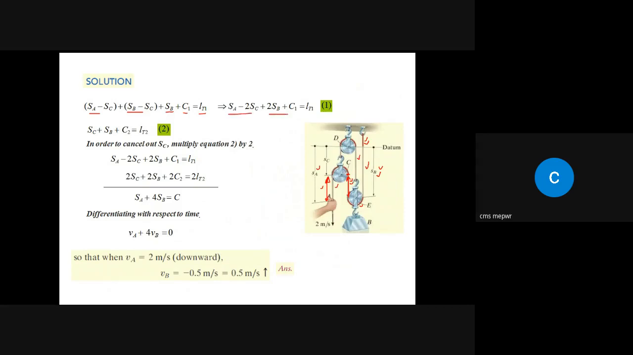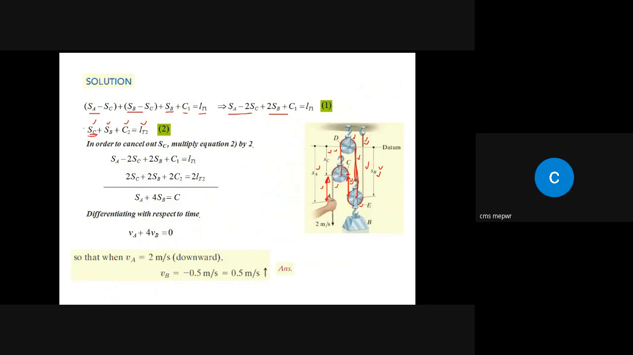Now let's consider the second rope, which is this one. The first part is SC, plus this constant length, and then we have the line from here till this center point, which is SB. So SC plus SB, plus constants, is equal to the total length of chord B. So SC plus SB plus constant C2 equals the total length of chord B. We want to eliminate this SC.